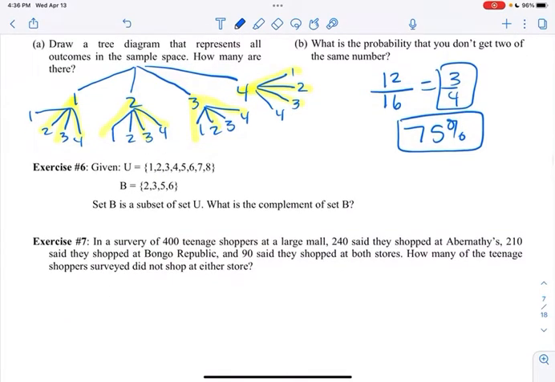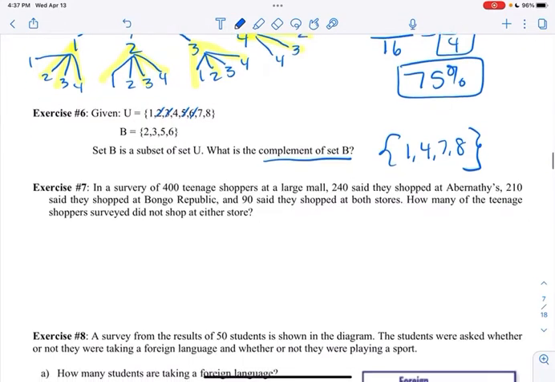All right, given U is 1, 2, 3, 4, 5, 6, 7, 8, and B is 2, 3, 5, 6. Set B is a subset of set U because every element in B is an element in U. What is the complement of B? So basically, cross off the 2, cross off the 3, cross off the 5, and the 6. The complement is the things that are not in B. So that's going to be 1, 4, 7, and 8. So just using some of that vocab.